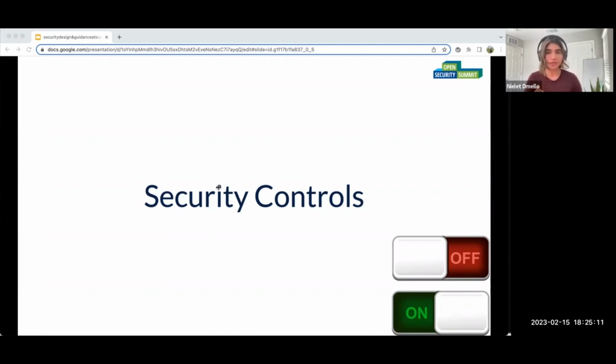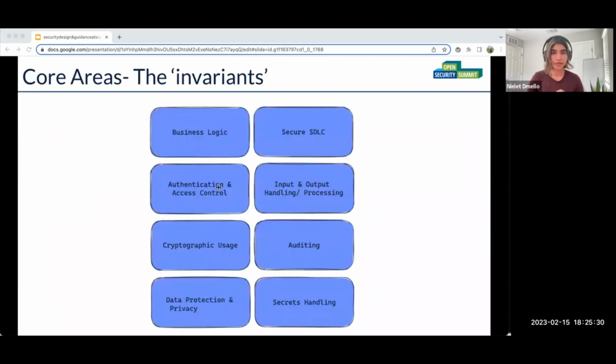So, when designing for security, we must assume that at any point an adversary could be trying to make things go wrong. And that's why we started to equip our engineers with an understanding of core security controls that need to be applicable. Which of these need to be turned on? Which of these need to be turned off? Let's take a look at the core areas.